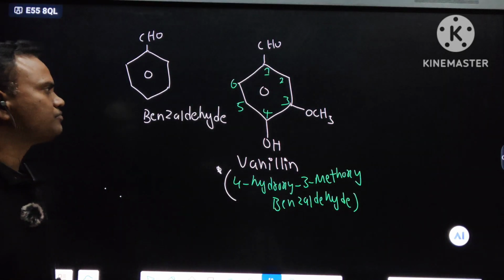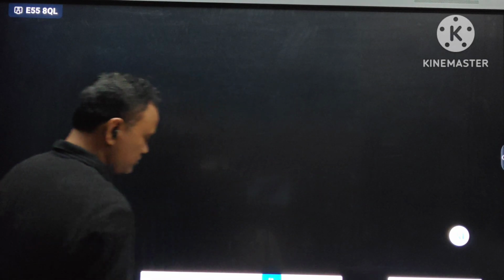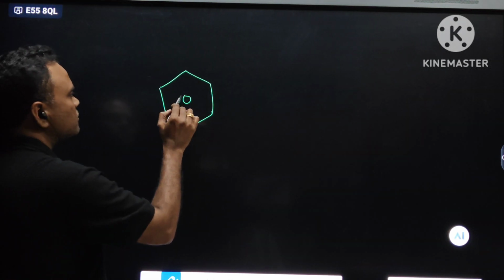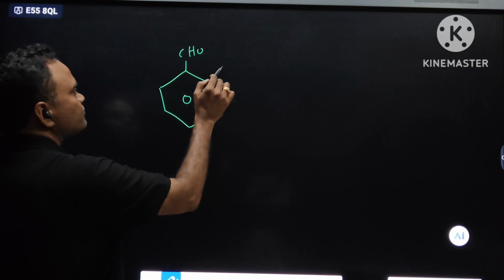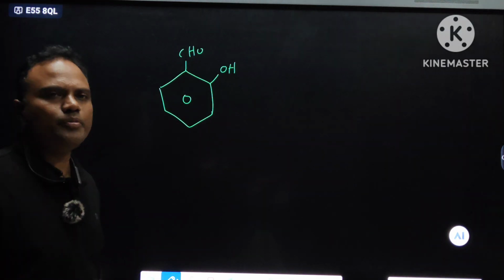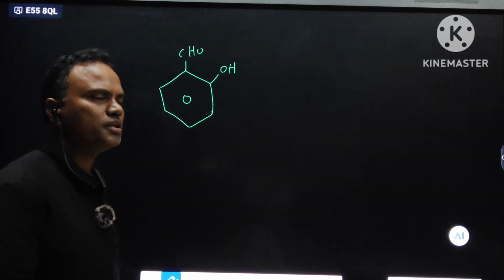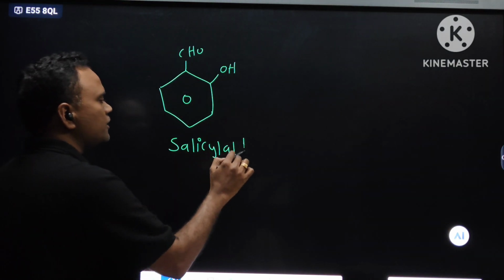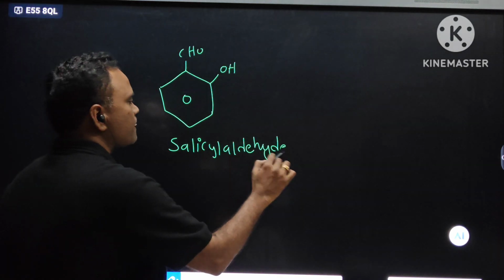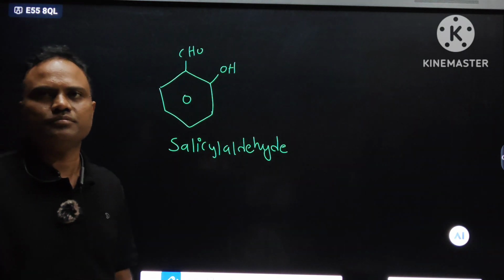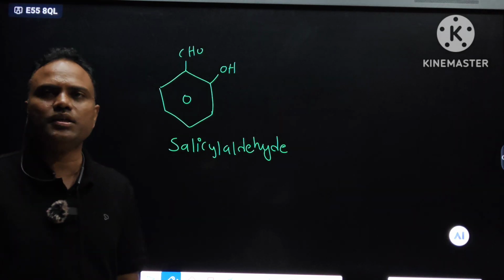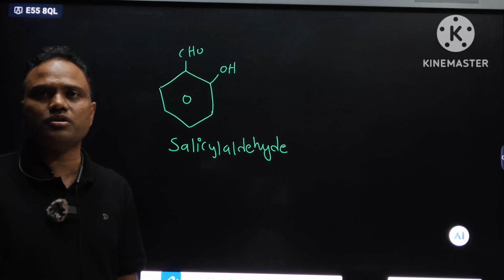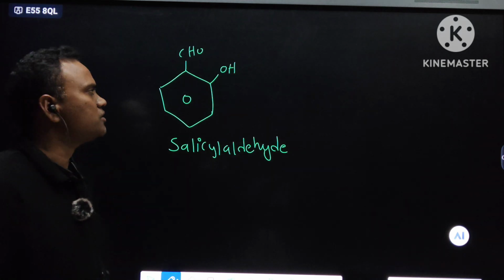Right. Next compound's name came in the last chapter, the phenols chapter, right? If OH group and CHO are present side by side, then what is its name? Salicylaldehyde. Correct or no? Or ortho-hydroxybenzaldehyde. Salicylaldehyde and ortho-hydroxybenzaldehyde, both are the same.